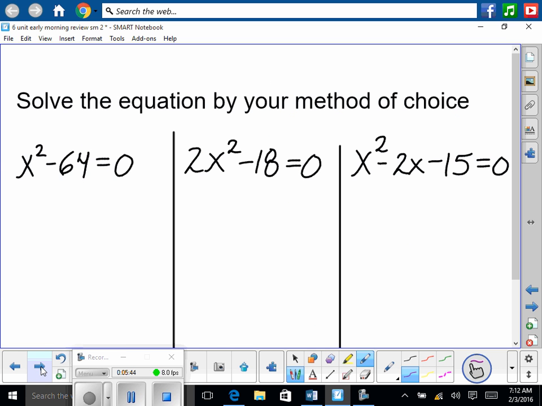Okay, so now I'm just going to say solve. The next thing you'll run into on the test is just solving quadratics, and I'm just going to say solve by your method of choice. So you'll get it right more likely if you use the most appropriate method.